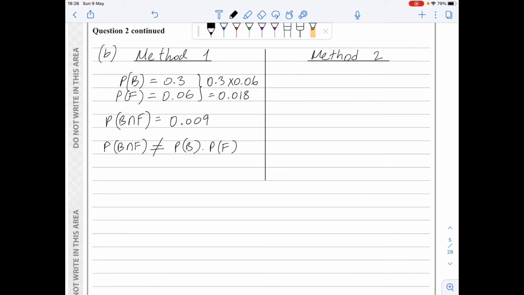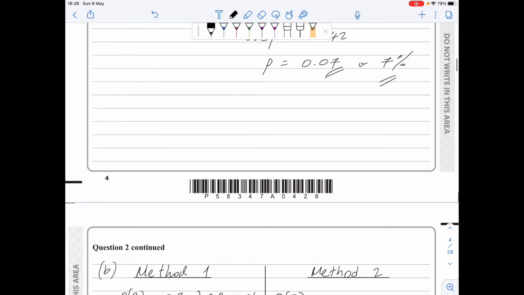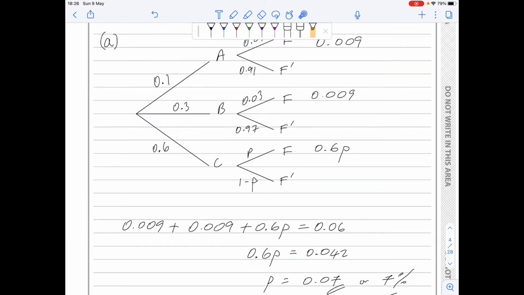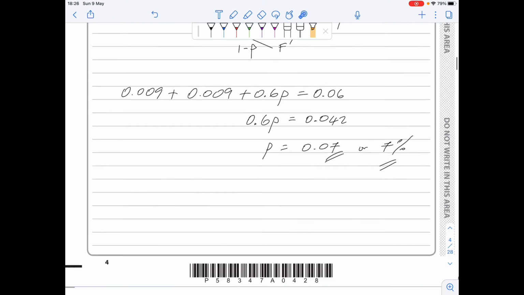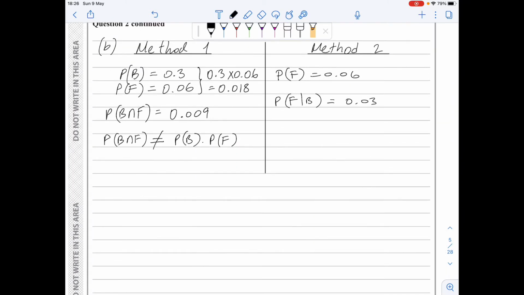Now if you're using method 2, this is a bit simpler. Probability F is equal to 0.06, but probability F given B is equal to 0.03. This is the probability from the faulty branch following B. Just note that these two are not equal. Now, whether you've gone with method 1 or method 2, make sure you write a small conclusion, so not independent.